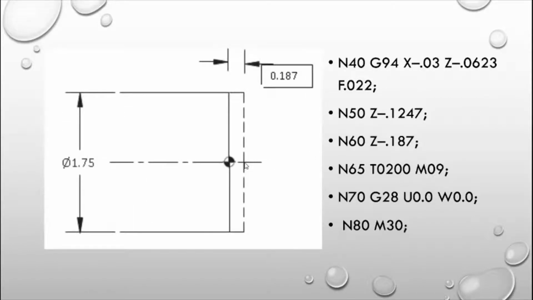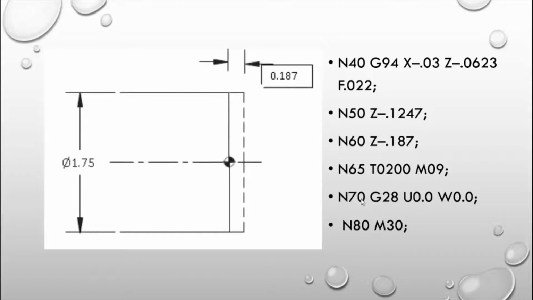This arrow line, this line is the 0 position, and the depth on the Z axis shows 0.1247. After that, 0.187 in the minus direction. And N65 is the sequence number. T0200 is the cutting tool number. M09 is the coolant off.